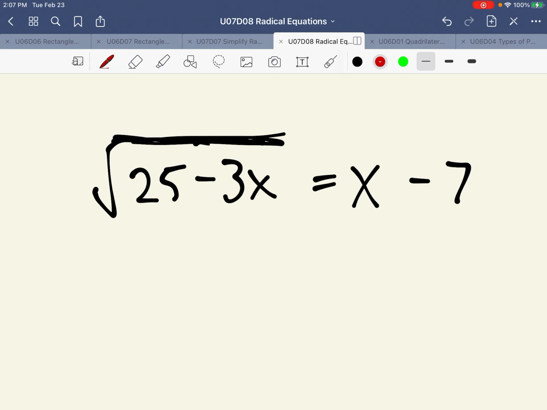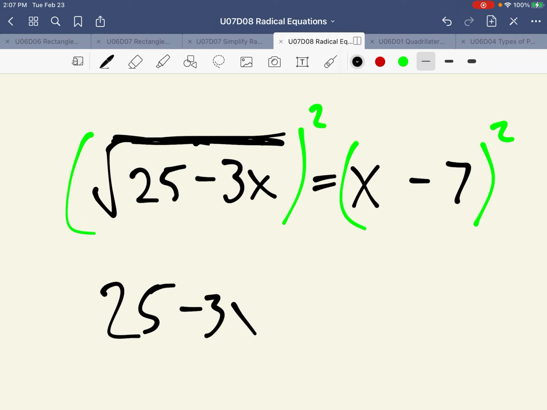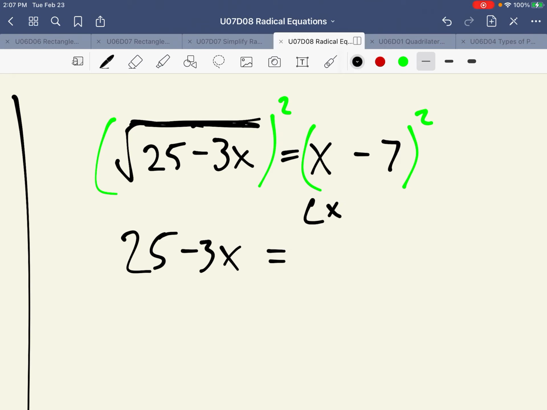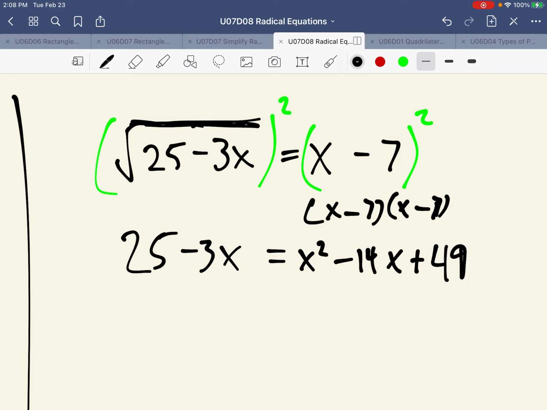So in this case, we have to square both sides. The difference between this one and the previous one is this one has a binomial on the right side. So we're actually going to have to use FOIL. So this side's just going to be 25 minus 3x equals x minus 7 times x minus 7. If we multiply this out, we will get x squared minus 14x plus 49. So we're just going to solve this by setting it equal to 0, because it is a quadratic equation.